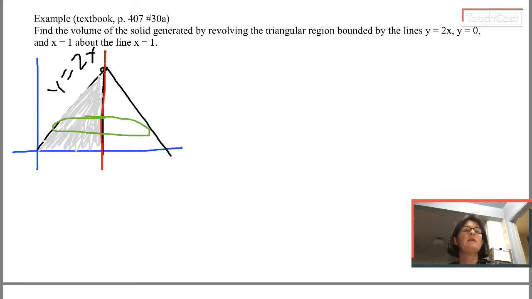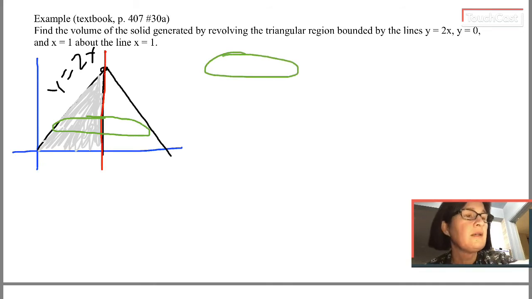So that green slice, it's a circle, but it has a thickness. So I drew it kind of trying to draw it in perspective. The good news is your picture doesn't have to be great for it to still work.